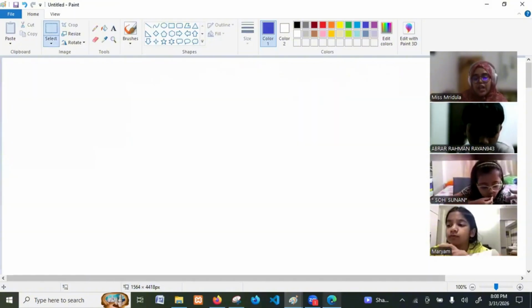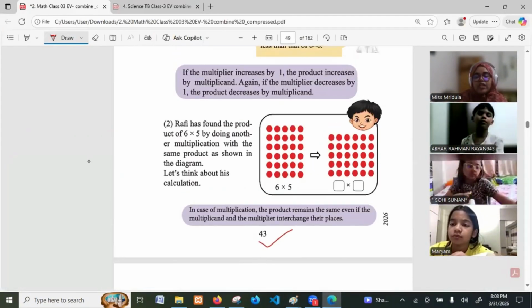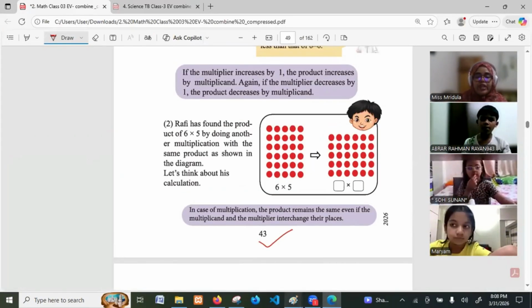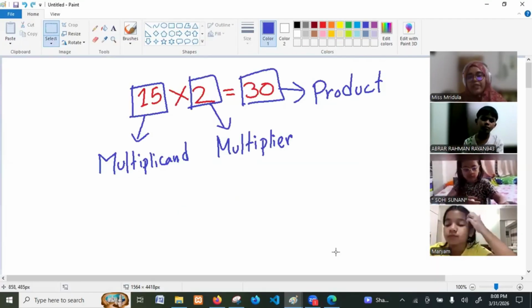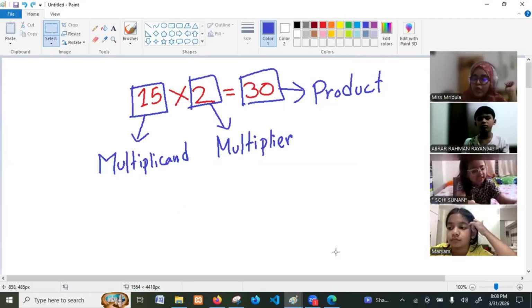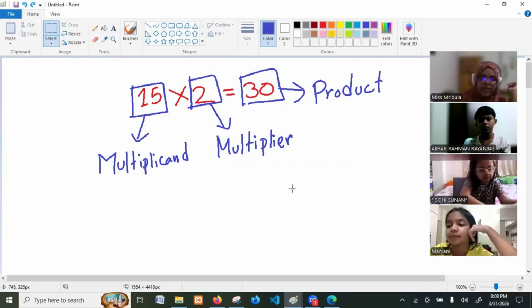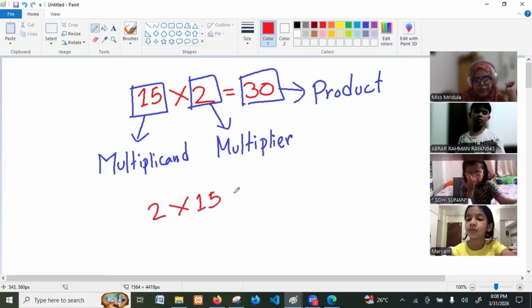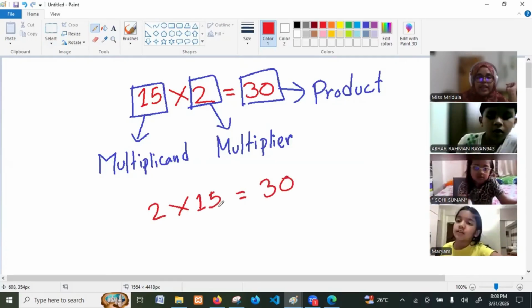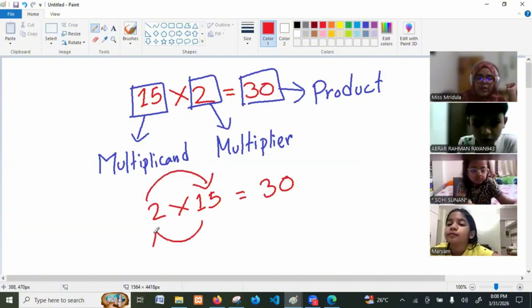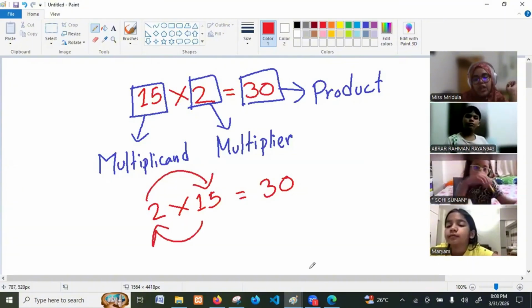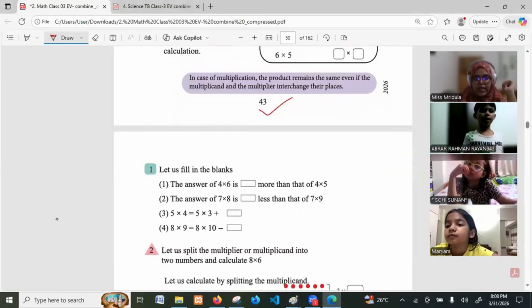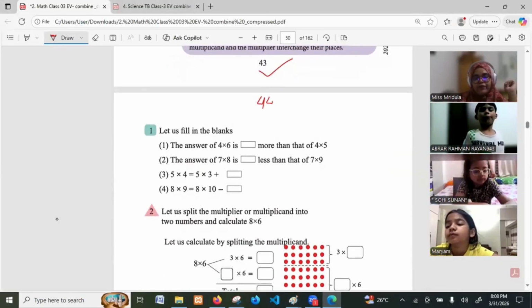Achha. So in the last page, we also learned another thing. That is, if we exchange the multiplicand and multiplier, the product will remain the same. So instead of 15 times 2, if we write 2 times 15, we will still get 30, right? That means we can interchange our multiplicand and multiplier. It will not matter. Okay, so let's start from page number 44.